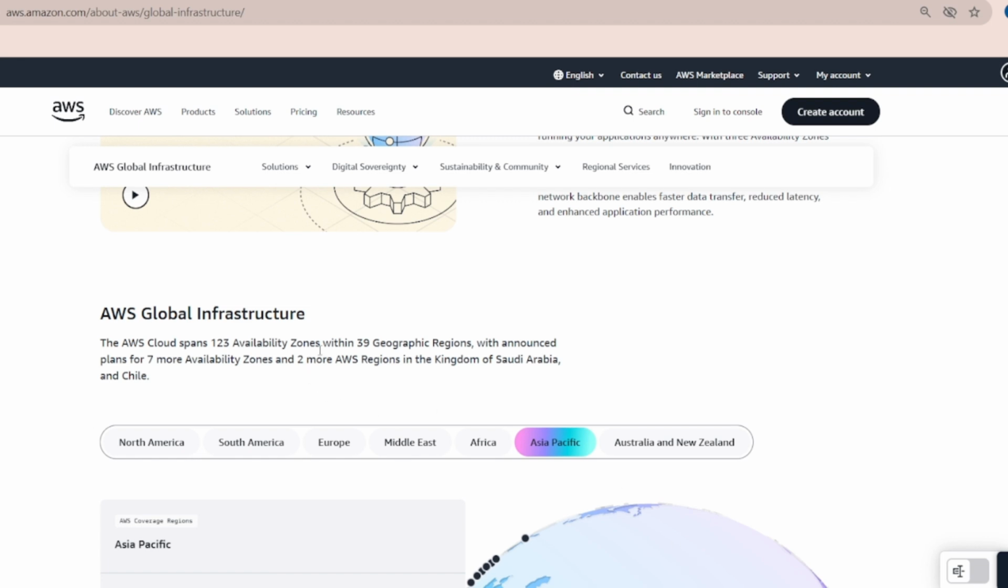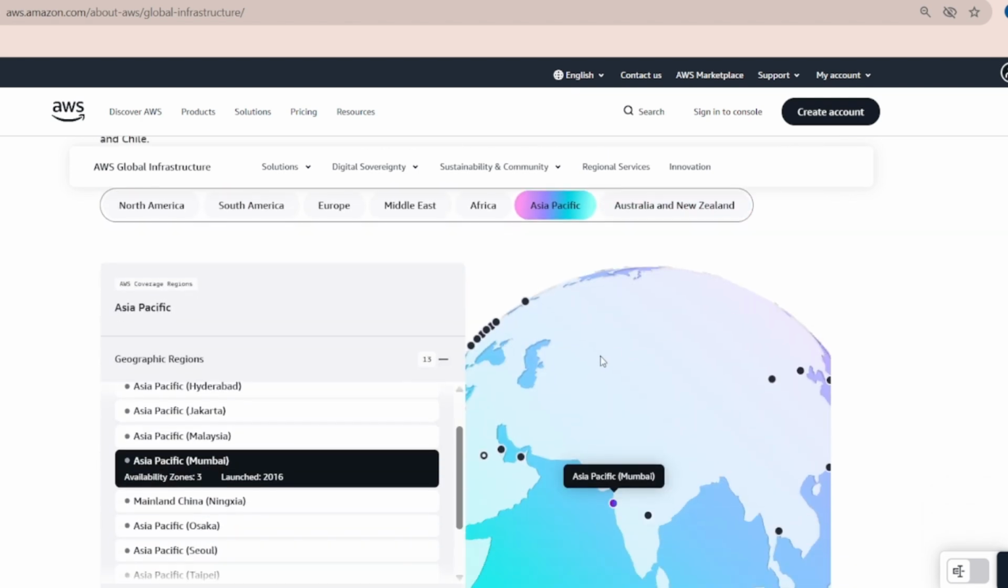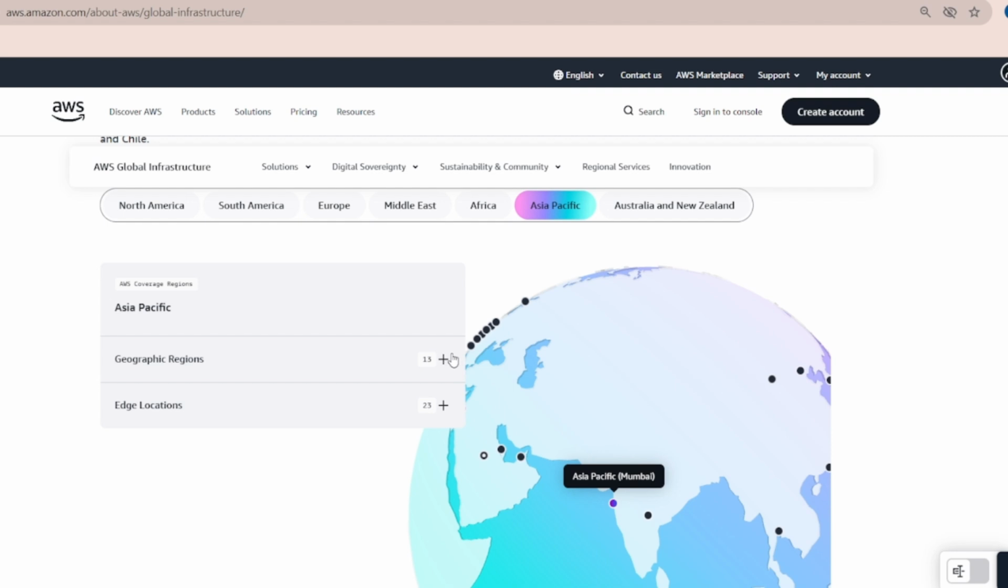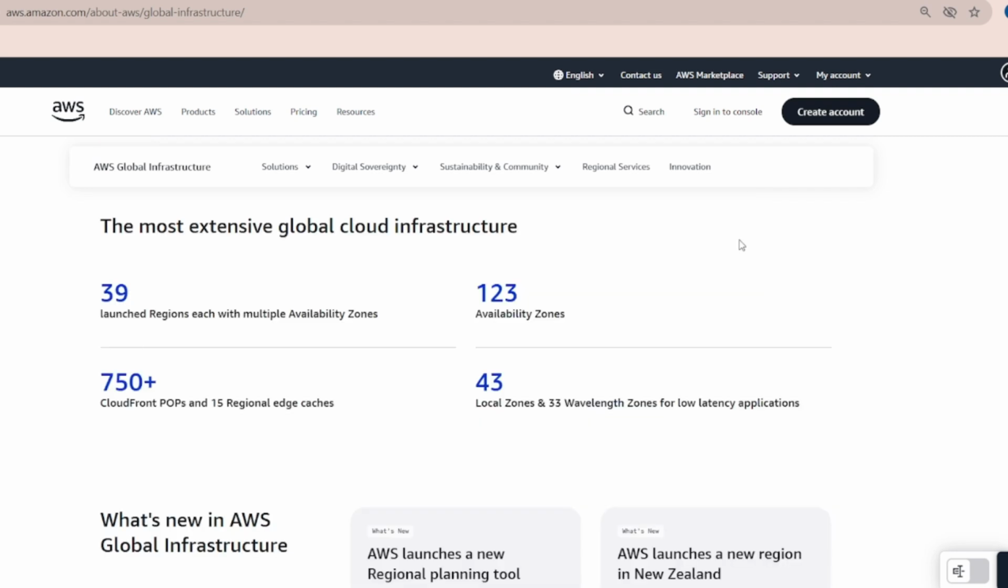So overall in AWS, if you observe, we have 39 geographical regions, and together 123 availability zones within these 39 geographical regions. It means in every region there are one or more availability zones. Fine. See this data. I hope it is clear to everyone.